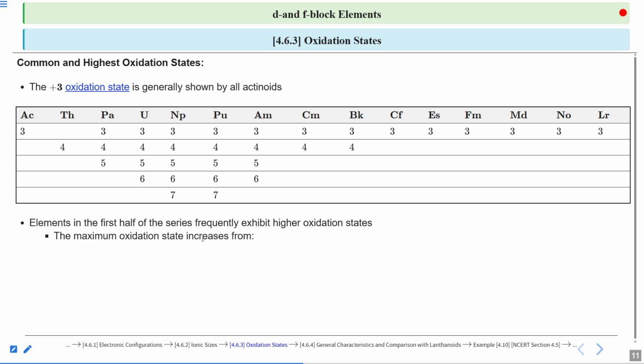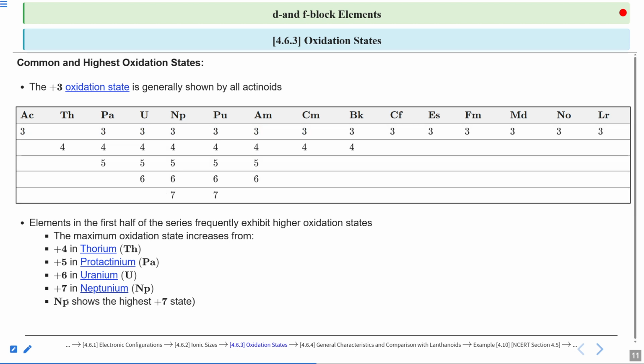The maximum oxidation state increases from +4 in thorium to +5 in protactinium. Okay, protactinium has +5 maximum oxidation state. +6 in uranium. Uranium has +6 oxidation state maximum. In neptunium, that is Np, +7 is the maximum oxidation state. Np, that is neptunium, shows the highest +7 oxidation state, right?